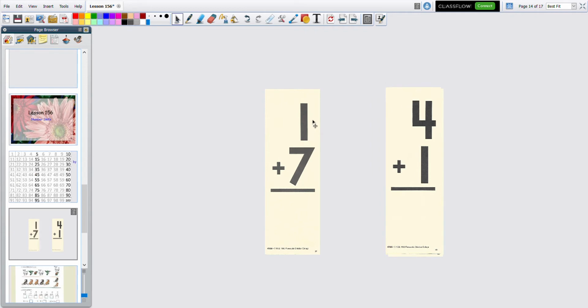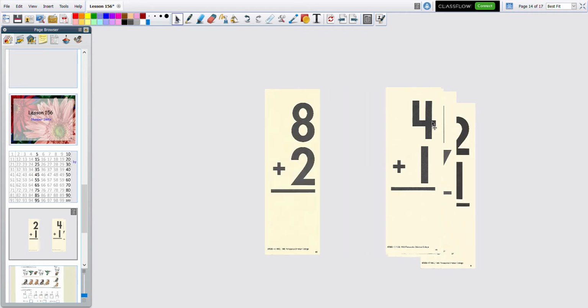Okay, 7's a big number, so 1 more is 8. Very good. 2 plus 1 more, 3. 8 plus 2 more. You can count your fingers if you need to. 8, 9, 10. That was a big one. You can use 2 fingers up if you want to. 6, 7, 8.